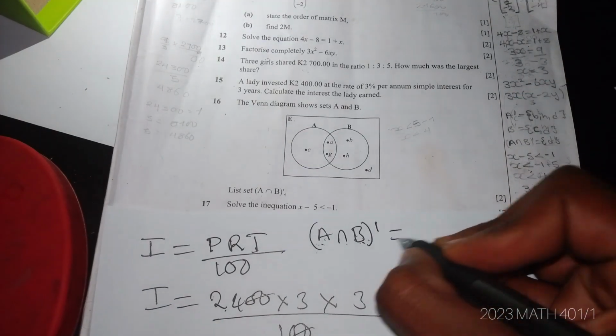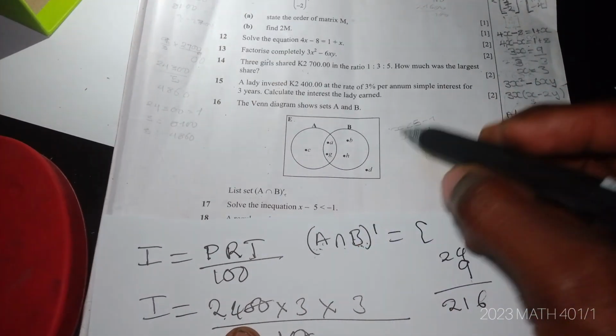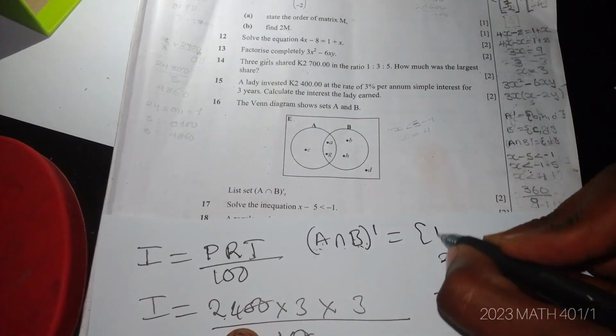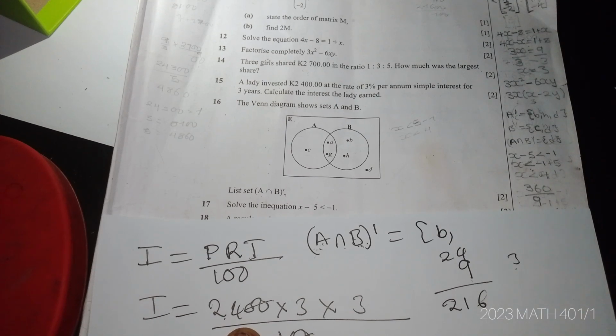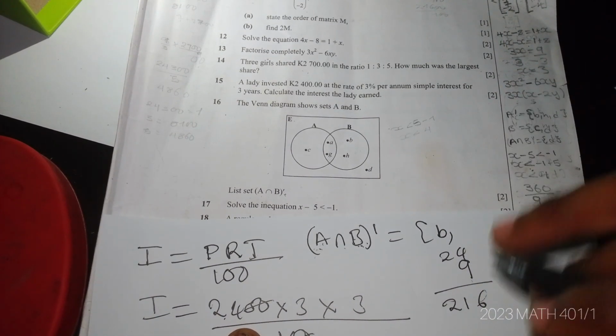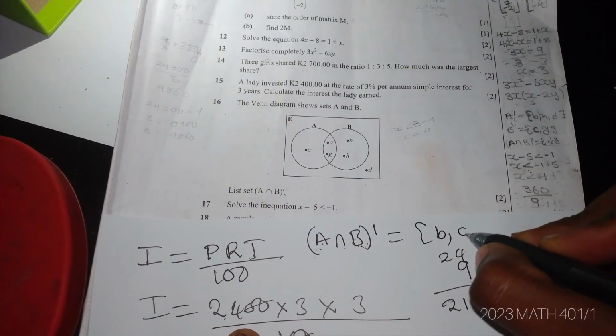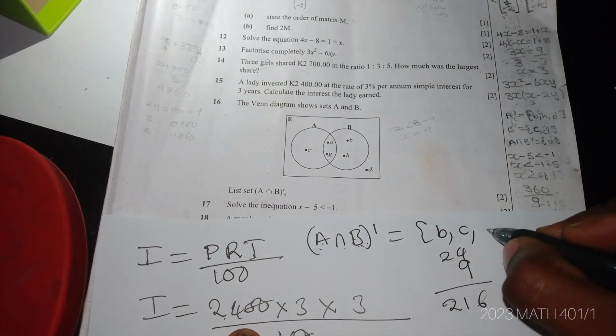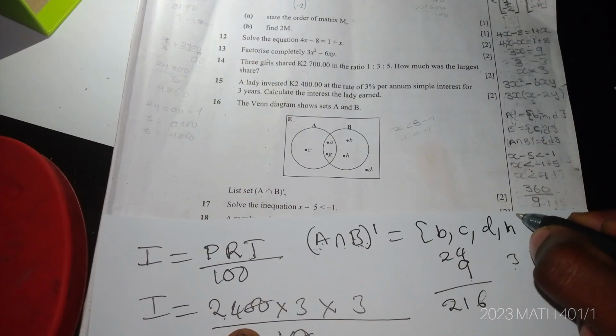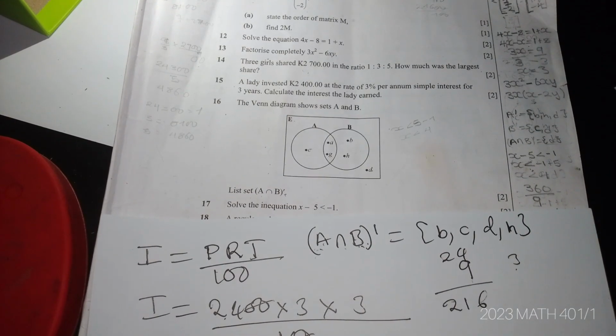So those elements are, we can have a B. Remember to write them in some order. For letters, write them in alphabetical order. For numbers, in ascending order. So B, and then we have a C, and then we have a D, and then we have an H. And we're done. And you have all the 2 marks.